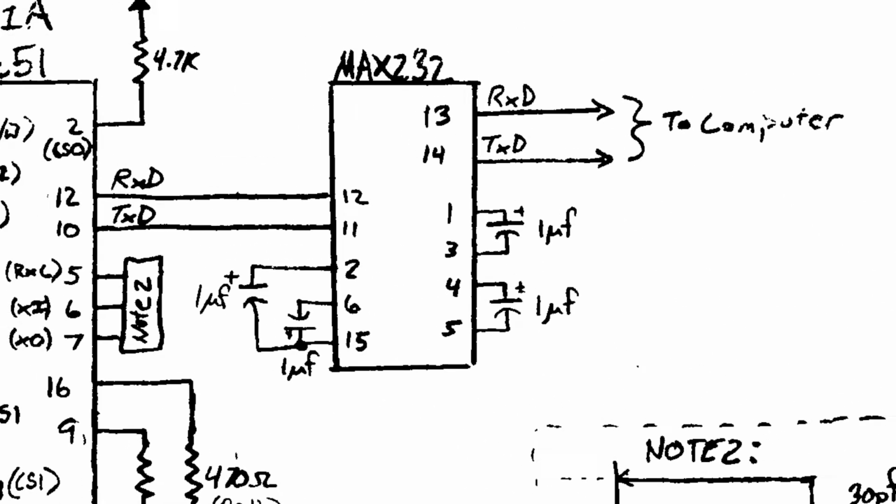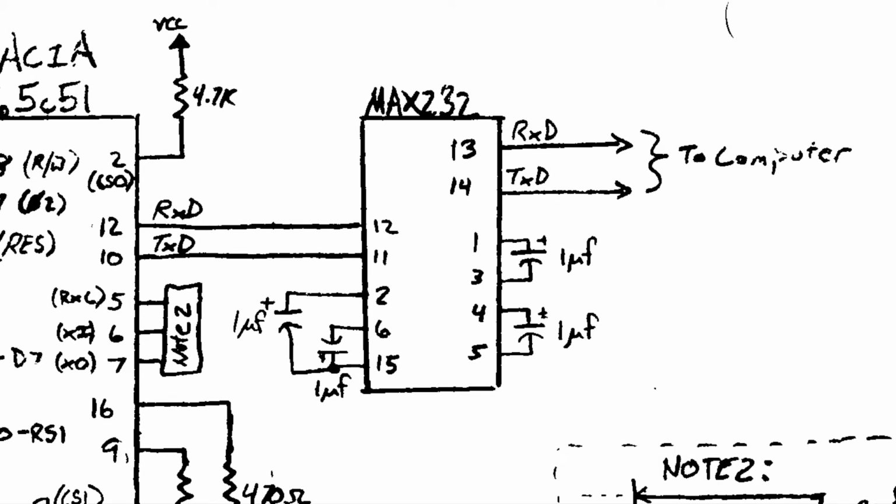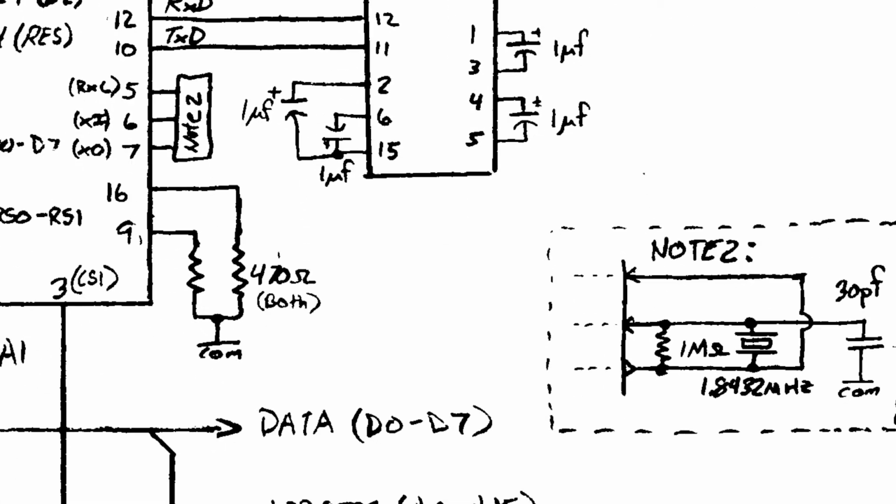Also on the ACIA are pin 12 and pin 10, which are the receive data and transmit data, and those are just tied straight into the MAX232, and then that translates those into the RS-232 levels that I need to communicate over the serial port to my computer.